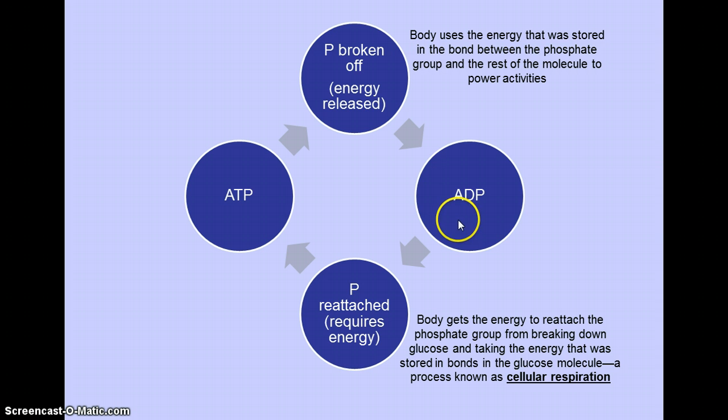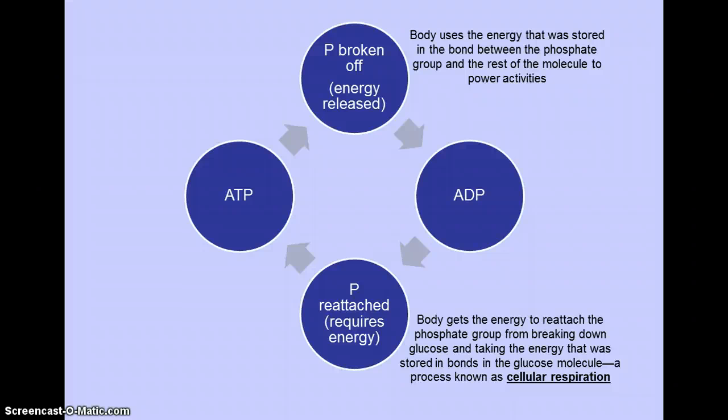Our bodies are always as efficient as possible. So once we've created that ADP, rather than just getting rid of this molecule as a waste product, we're actually going to regenerate or recycle it by reattaching a phosphate group back on. Because in this case we're actually making a chemical bond, that's going to require energy, and so the body has to use energy from another source to reattach that phosphate group. The way that it gets energy to reattach phosphate is by breaking down glucose within the cells.